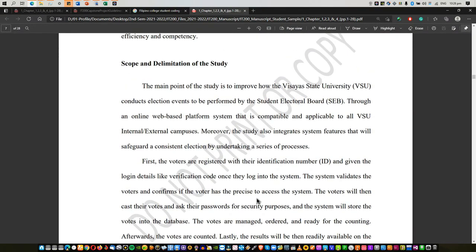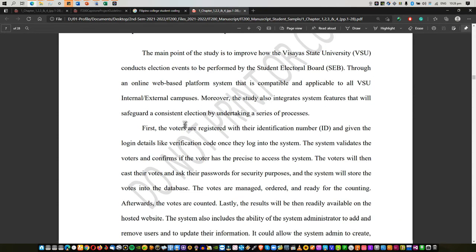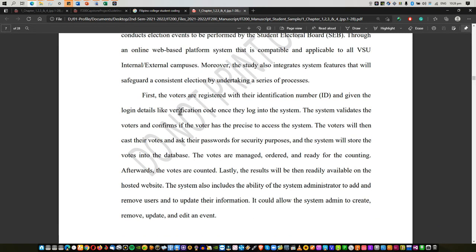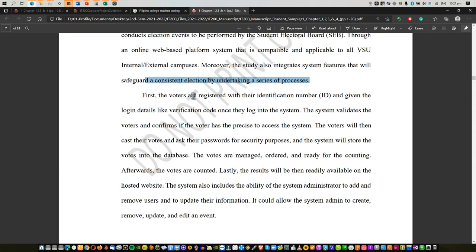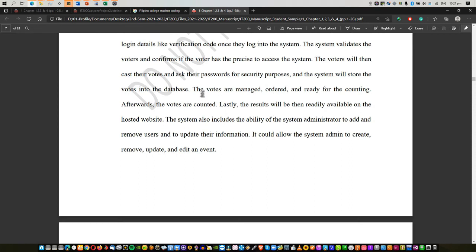So, scope and delimitation of the study. The main point of the study is to improve how the Visayas State University, VSU, conducts election events to be performed by the SEC through an online web-based platform system that is compatible and applicable to all VSU internal and external campuses. Moreover, the study also integrates system features that will safeguard a consistent election by undertaking a series of processes. Okay. So you also state the protocol in the election process that is suited, retrofitted to the system.